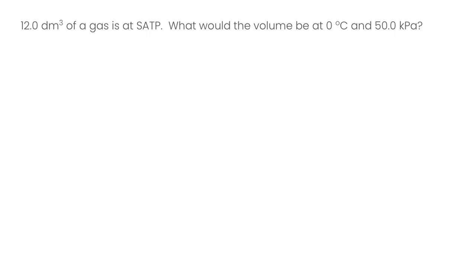So we have 12.0 decimeters cubed or liters of a gas at SATP. So remember, this is 25 degrees Celsius and 100 kPa. What would the volume be? So we're looking for volume at 0 degrees Celsius and 50.0 kPa.